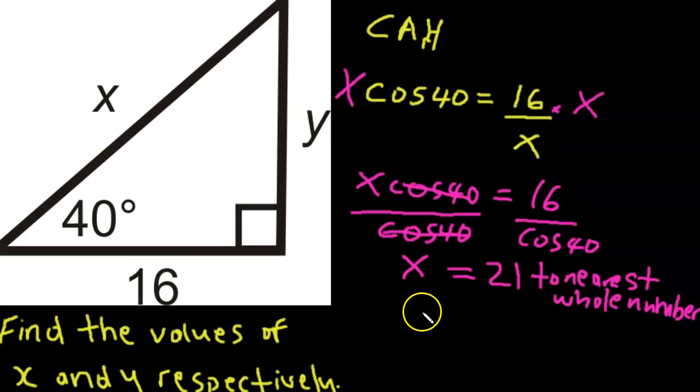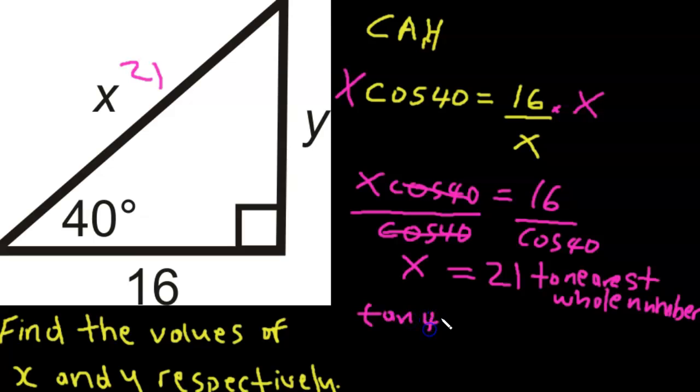Now we want to get the value of y, and it's up to you how you want to find it. Remember, we are saying that x is 21 units. Now you could use Pythagoras theorem if you wish to get the value of y. Or you could use any one of the ratios here, because now you have the hypotenuse, you have the adjacent, so any ratio would work. Let me use the tan ratio.